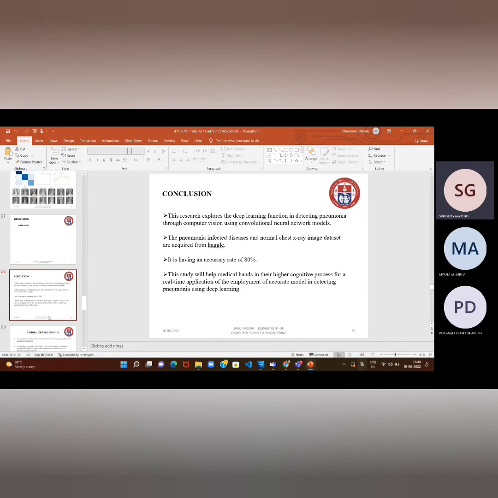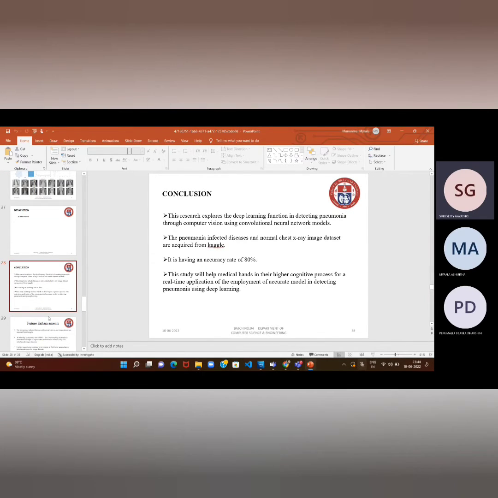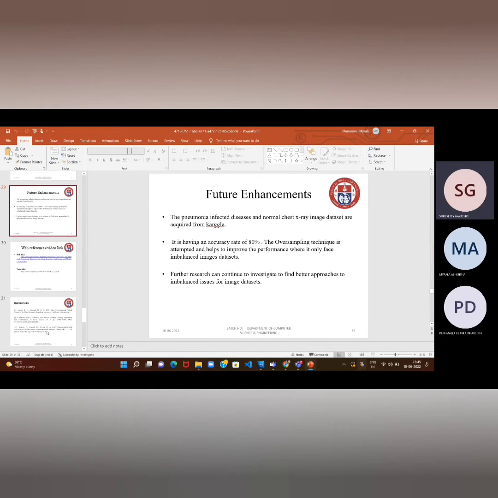This is the conclusion. This research explores the deep learning function in detecting pneumonia through computer vision using convolutional neural network models. It has an accuracy rate of 80%.